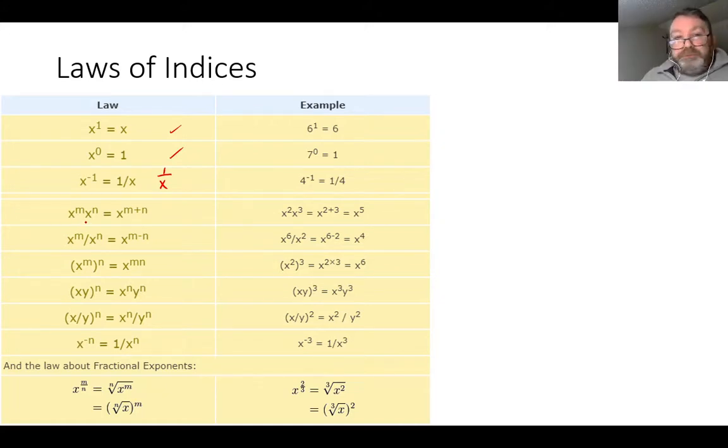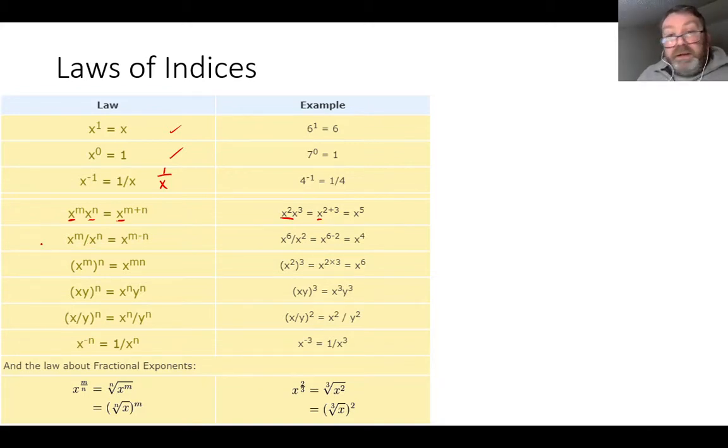Notice the next rule. Now, this is what we call the multiplication rule. If the base numbers match, the base of m is x, the base of n is x, you keep the base number and you add the powers, because multiplication and addition are intrinsically related. So for example, x to the power of 2 times x to the power of 3, you keep the x and you add the 2 and 3 to give you 5.